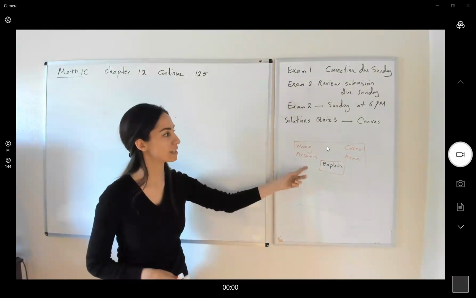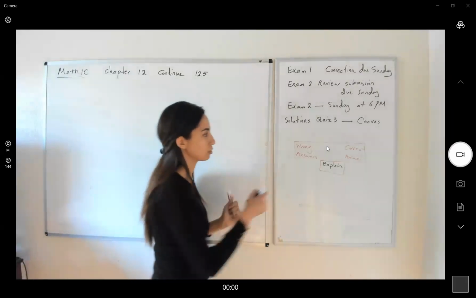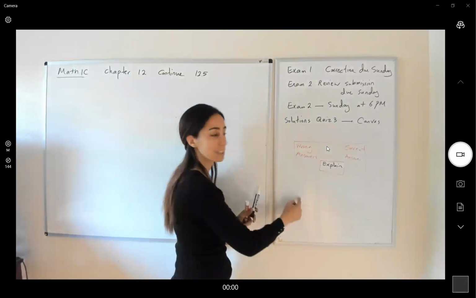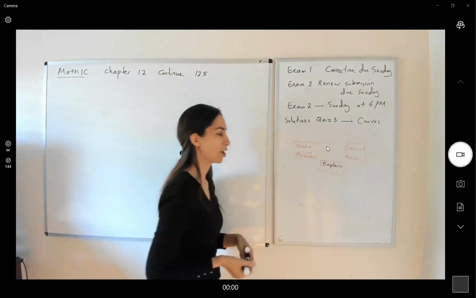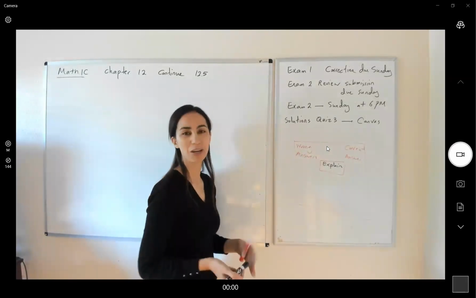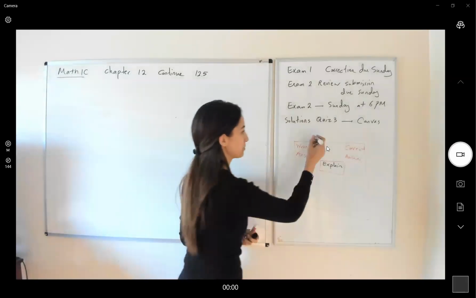The format for exam correction is you write down your wrong answers on the left-hand side, you write down the correct answers on the right-hand side, and you explain why it was wrong in the first place.